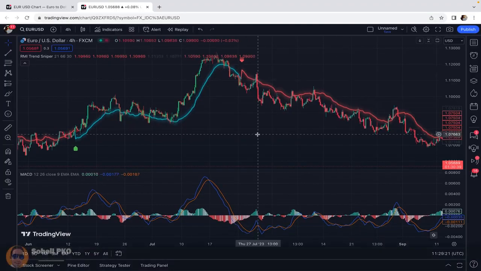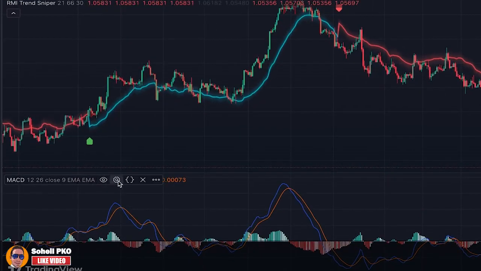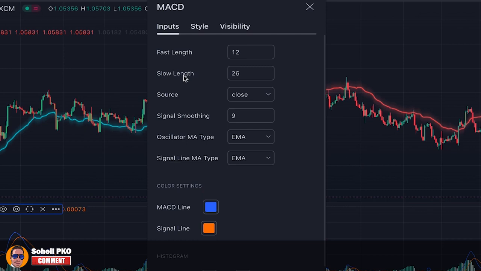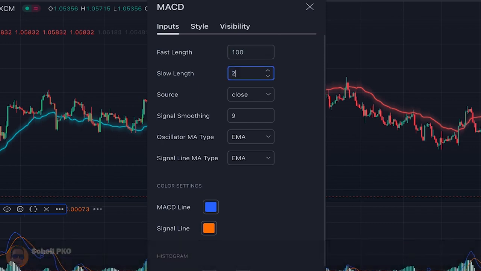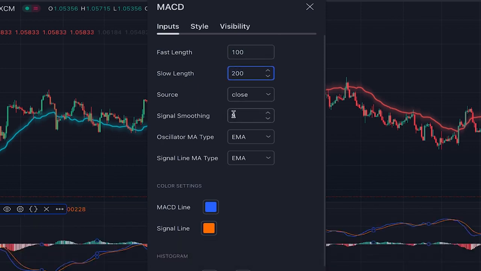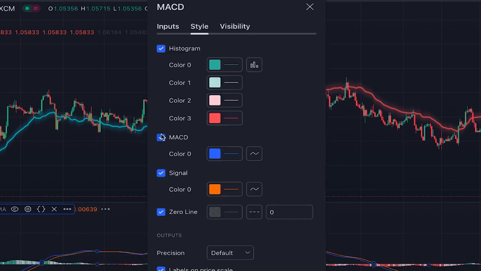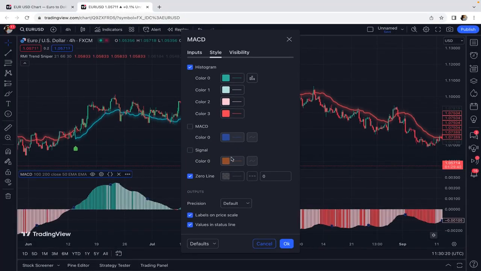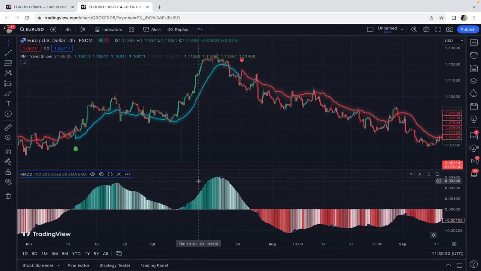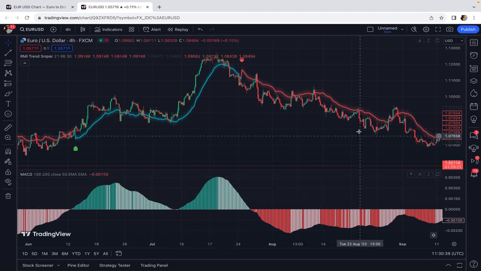For example, let's add another indicator like MACD, this one, moving average convergence divergence, so we can have a comparison between them. One of the settings that is commonly used with MACD for trend identification is giving extreme values to MACD and using its histogram. Here for the fast length, we set it at 100, for the slow length, we set it at 200, and for signal smoothing, we set it at 50. And then here in the style tab, we remove the MACD line and signal line because we don't need them for trend identification.